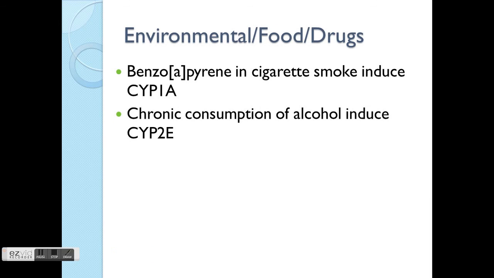Right, some other examples here. Just take note that the effect of alcohol is quite interesting, because chronic consumption of alcohol induces the cytochrome 2E enzyme in general. But if the person takes a high dose of alcohol as binge drinking, just a high dose, one shot, it actually inhibits the enzyme.